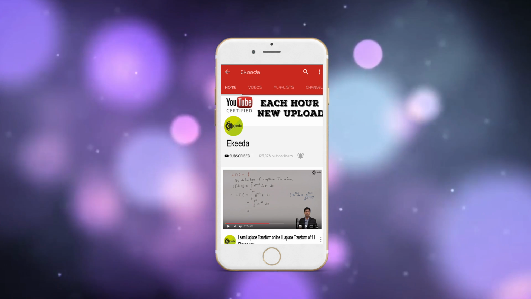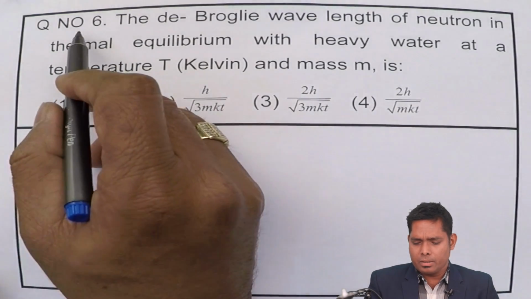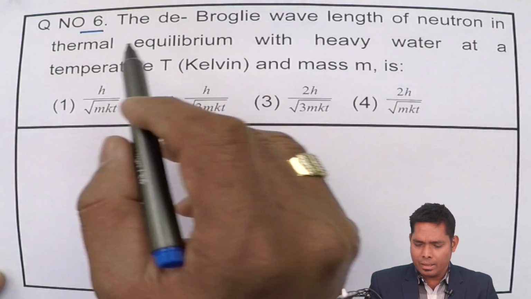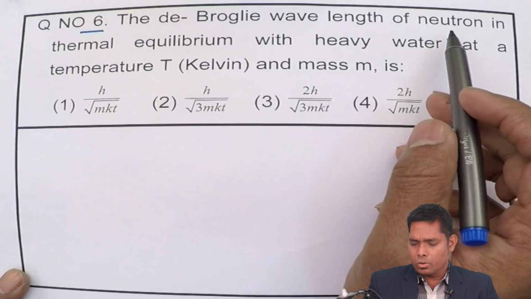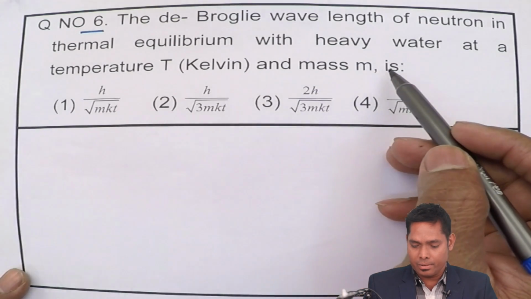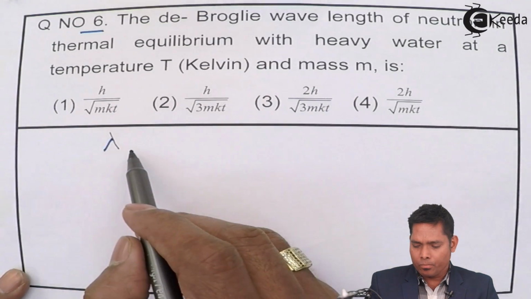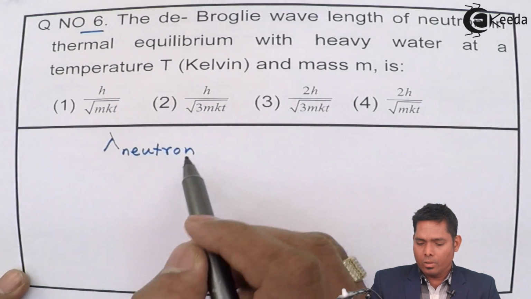Hello students, let us solve question number 6 of NEET Physics paper 2017. It says the de Broglie wavelength of a neutron in thermal equilibrium with heavy water at temperature T and mass m is. So basically we are interested in finding the de Broglie wavelength of a thermal neutron.